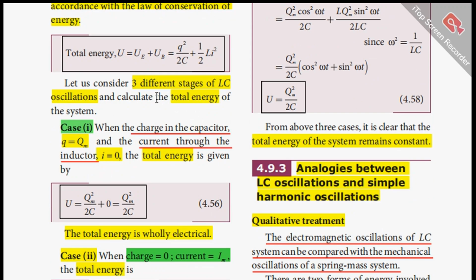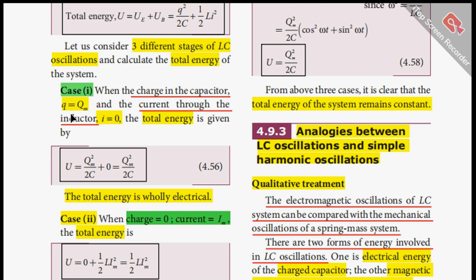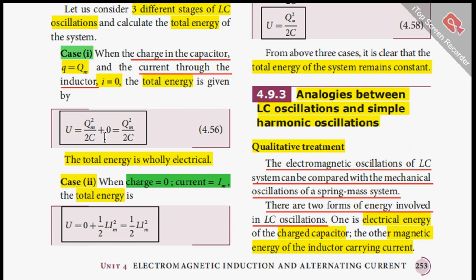So let us consider three different stages of LC oscillations and calculate the total energy of the system. The first case, when the charge in the capacitor Q is equal to Qm and the current through the inductor is I equal to 0, then the total energy is given by the expression U is equal to Qm square by 2C plus 0, that's Qm square by 2C. That means the total energy is wholly electrical in nature.